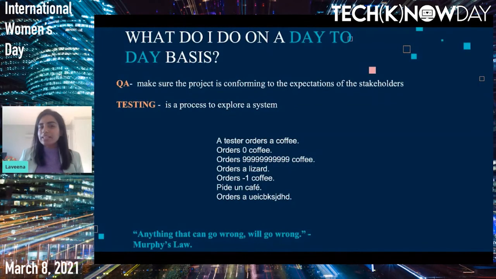So what do I do on a day-to-day basis? You must have heard the following words: a QA, a tester, a quality advocate. So let me not confuse you, but I'll explain to you what they are. So quality assurance are people that make sure the project is conforming to the expectations of the stakeholders. And testing is a process to explore a system and become better quality advocates.